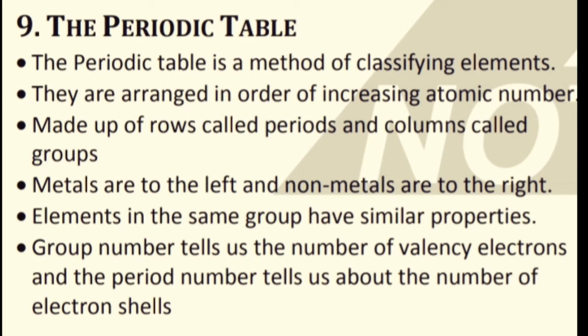So in the periodic table there are three different types of elements: metals, non-metals and metalloids. On the left side you can see metals and on the right side you can see non-metals. Metals and non-metals are separated by metalloids.